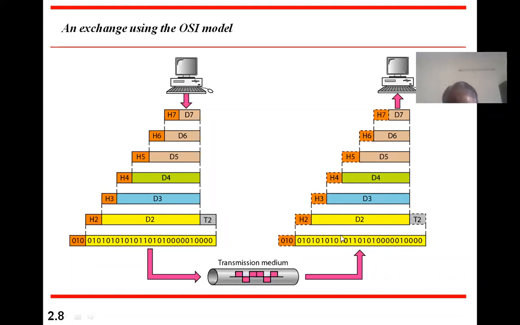This removing of header and trailer and extracting the actual message from each layer is known as decapsulation. Whereas inserting the message between header and trailer is known as encapsulation. So on the sender side we always do encapsulation at every layer, and on the receiver side we do decapsulation at every layer.